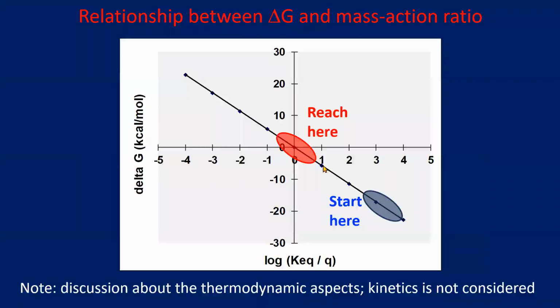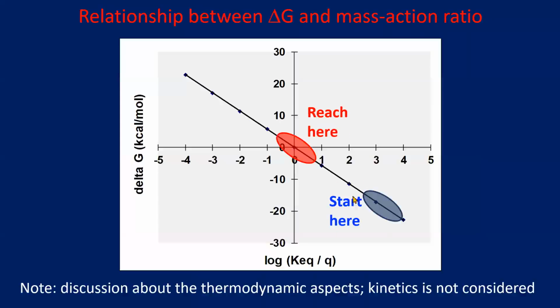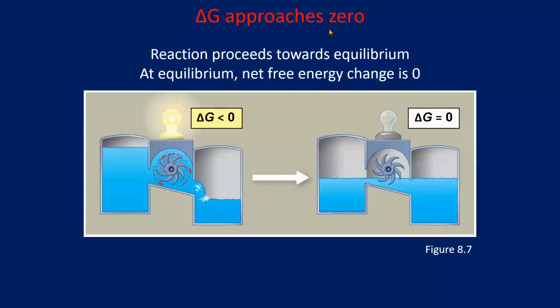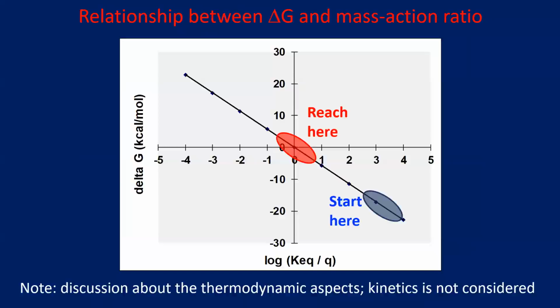But in contrast to that, when we start again, look over here. So when this particular value delta G is negative, you start over here, and in order to have the equilibrium condition, which is delta G equals 0, when delta G approaches 0, you are starting over here and reaching over here. So somewhere over here is when delta G is 0.